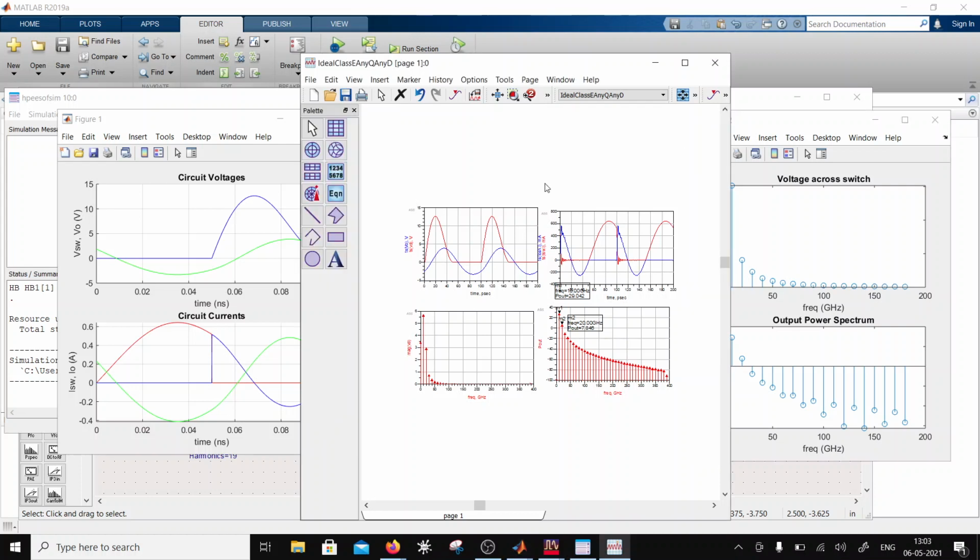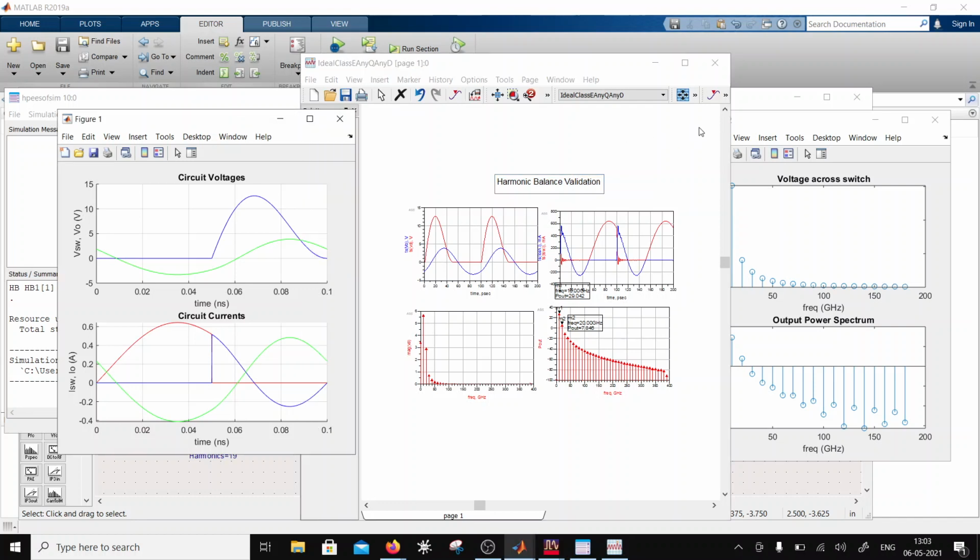Okay, and I'm going to put here a text which says that this is harmonic balance validation. Okay, and then this is Matlab. Okay, so I have validated my code, right? And even power levels come out to be correct, right?